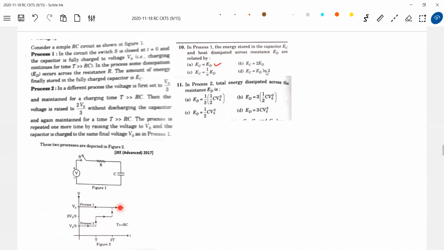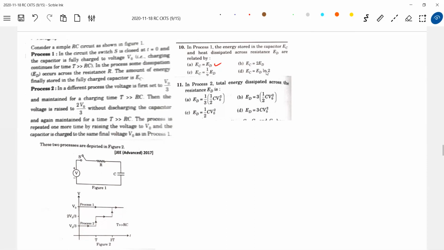So he's just asking, will the heat dissipated across the resistor be the same in both cases? That's what he means to say here. I'll charge the capacitor stepwise, then I'll directly charge it by potential V naught. Here, stepwise I'll increase. What will be the heat dissipated across the resistor? Will it be the same or different? That's what the question means to say here.